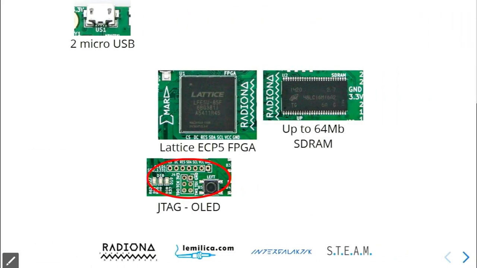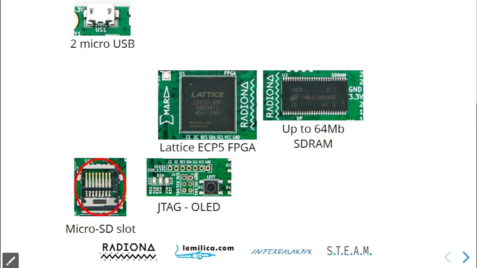Just in case something goes wrong, the board is also programmable over the JTAG connector. On top of that, there is also an OLED connector placeholder. For bigger data, we have an SD card. We can use it in SPI mode or 4-bit mode. The SD card has shared connections between the FPGA and the ESP32, so both devices can talk with the card, of course, not at the same time.